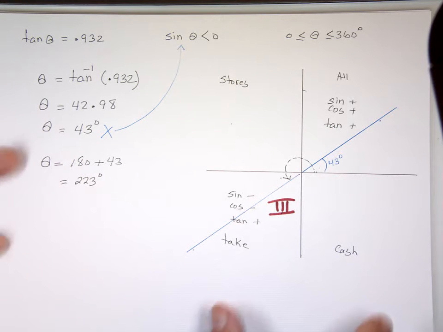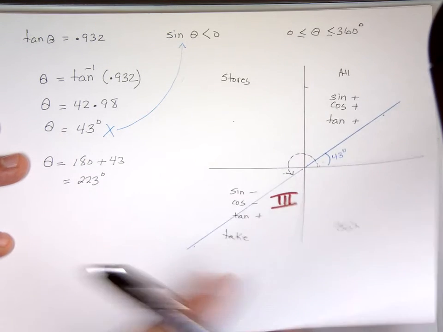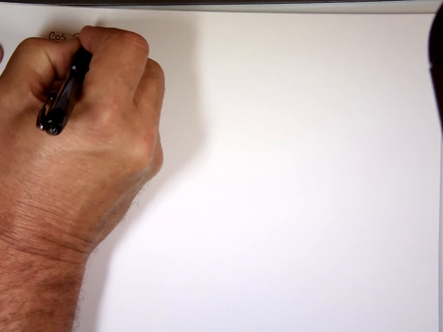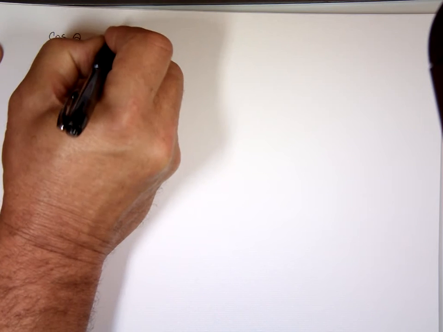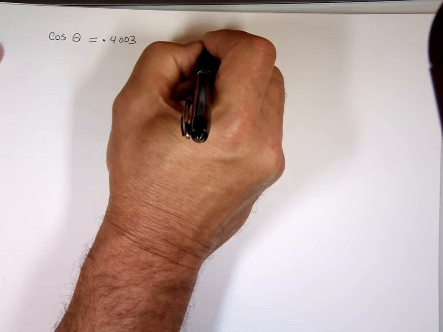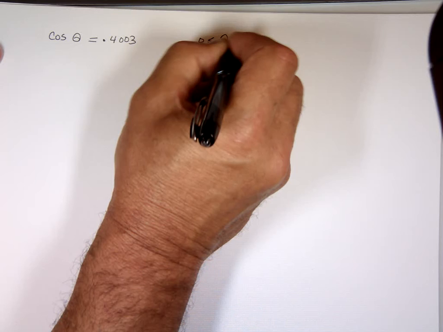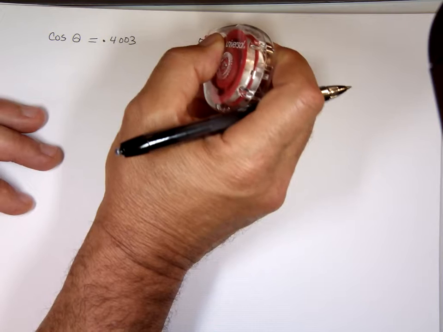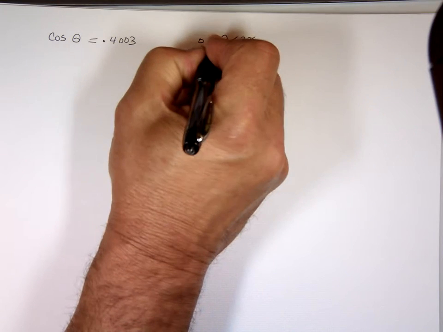Let's try another one. Let me modify this. Cosine theta equals 0.4003. I'm going to put a little twist in it. Theta between 0 and 2 pi. I can't really write both equal, so one of them is equal: greater than 0 and less than or equal to 2 pi.